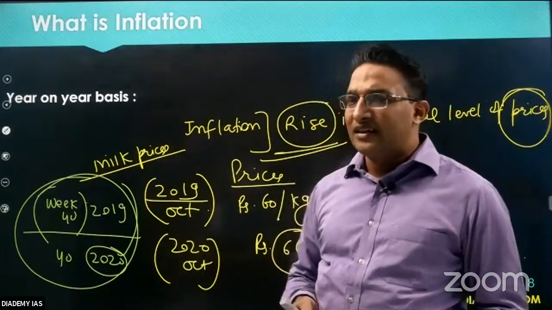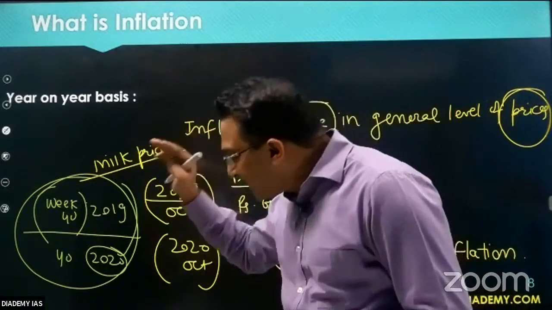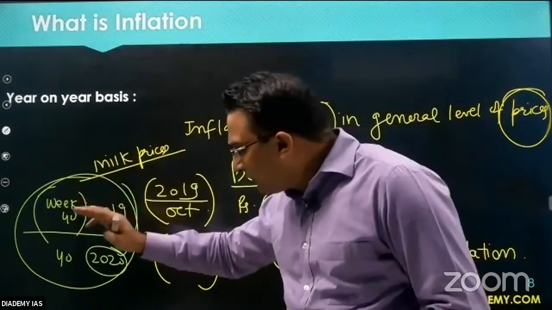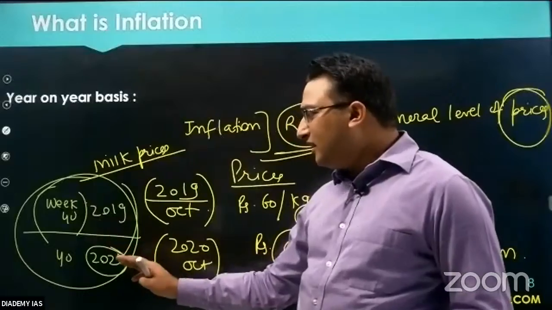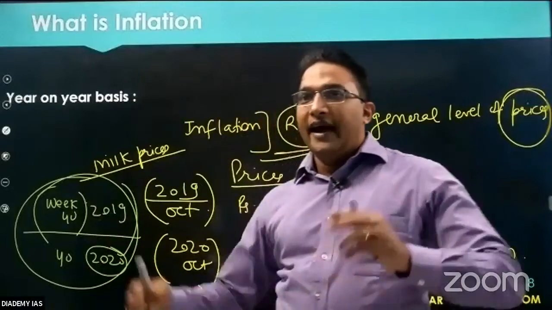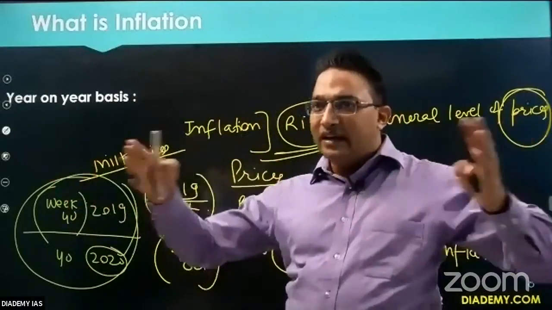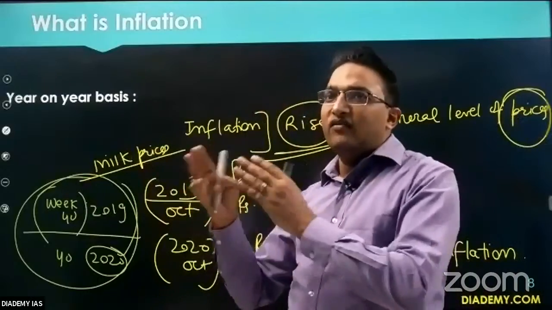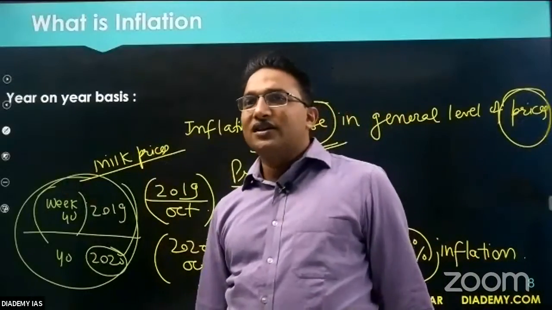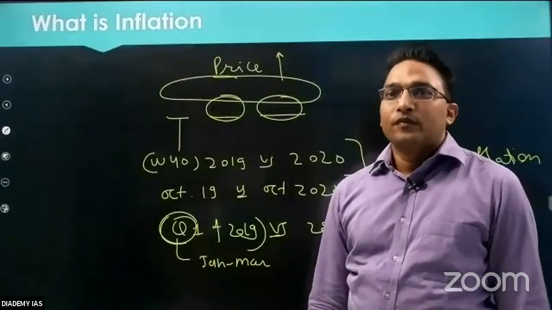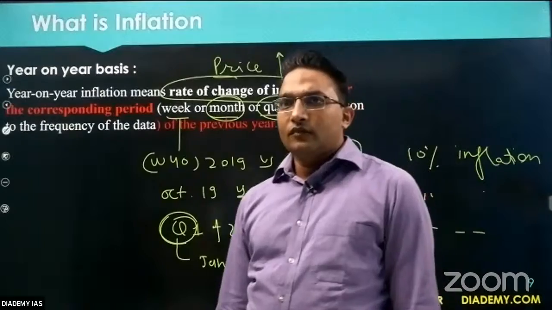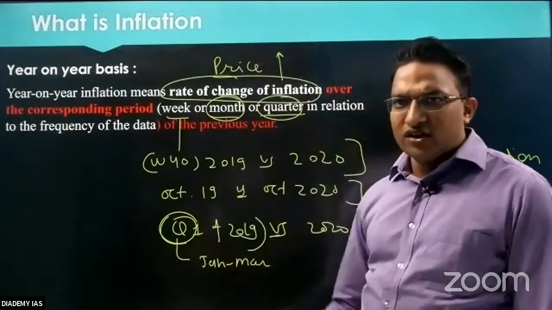Year on year basis का मतलब होता है कि we are comparing the same period of this year and the same period of the last year. For example, week number 40 of 2019 we are comparing with 2020, and the increase in the price, based upon that we calculate the inflation. Inflation की calculation कैसे होती है उसको हम आज discuss करेंगे, right? Year on year inflation, this is the same thing.